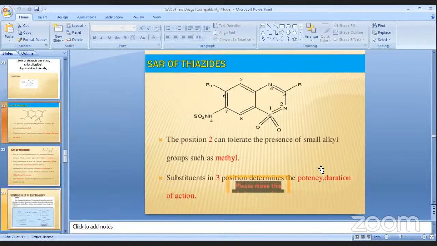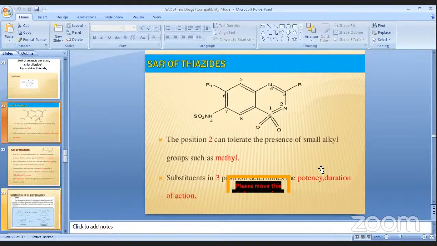But one thing you have to remember, the seventh position is very important because here you see the sulfonamide group, SO2NH2. This SO2NH2 group is essential. If you add any other group in the seventh position, the molecule becomes inactive. So the sulfonamide group is very important for the activity of the thiazide diuretics, and this is the SAR of this.